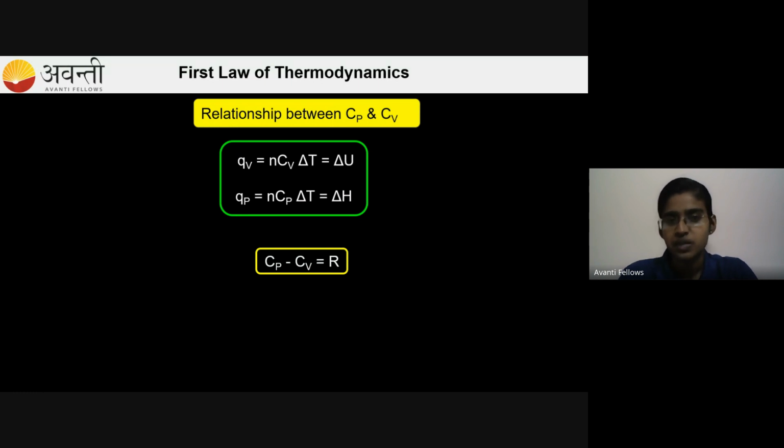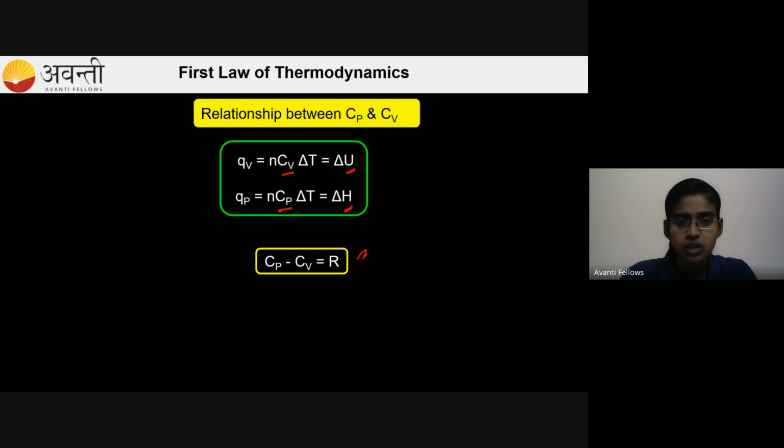Relationship between CP and CV. Before moving on to this relation, there are two formulas which we have to study. QV is equal to nCV delta T, which is equal to delta U. The same way, QP is equal to nCP delta T, which is equal to delta H. CP is the heat capacity at constant pressure and CV is the heat capacity at constant volume. Constant volume gives us the internal energy change and constant pressure heat capacity gives us the change in enthalpy.